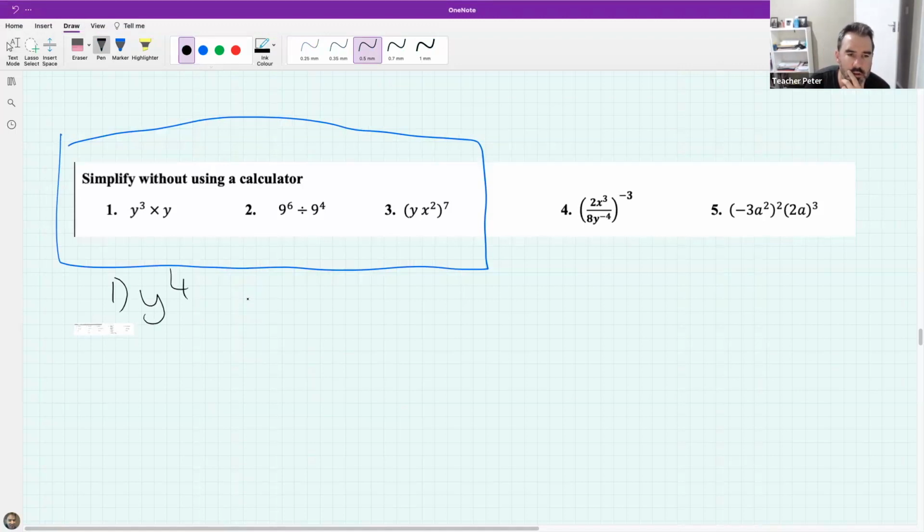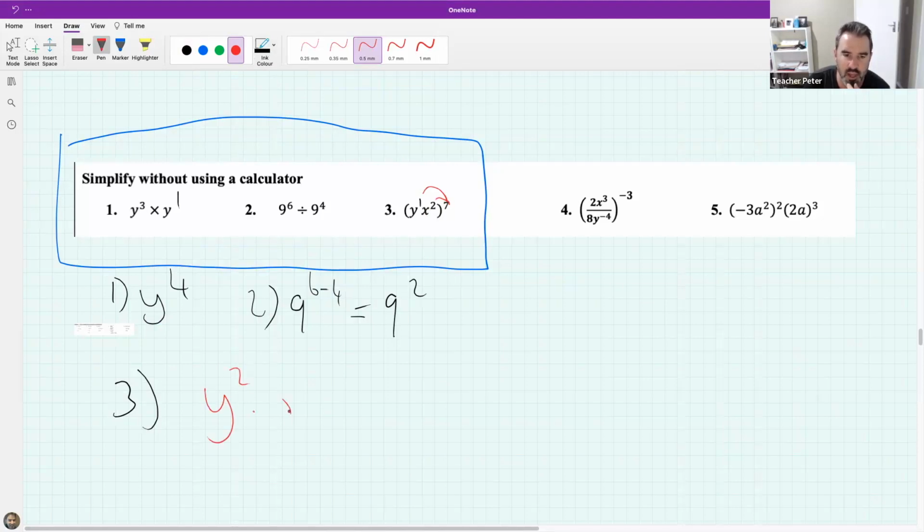So the first one and the second one are fairly straightforward, but the third one is where it gets a bit more exciting. Actually, it's not that much more exciting. The 7 has to be applied to the 1 and to the 2. So we get y to the 2, x to the 14 is what we get.